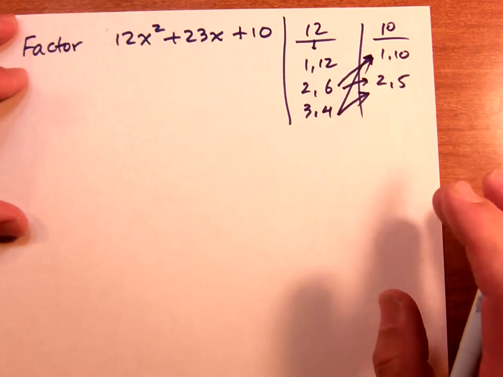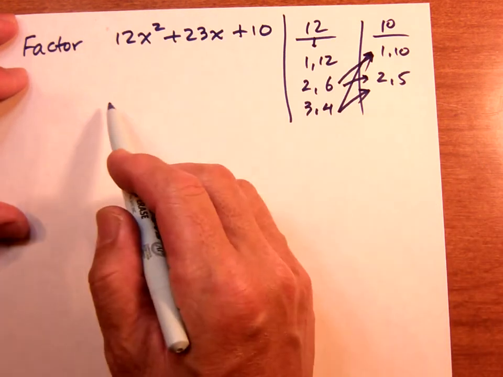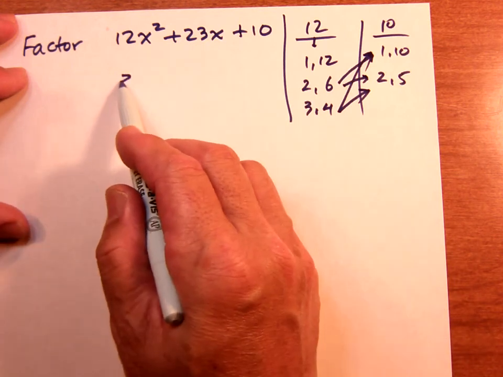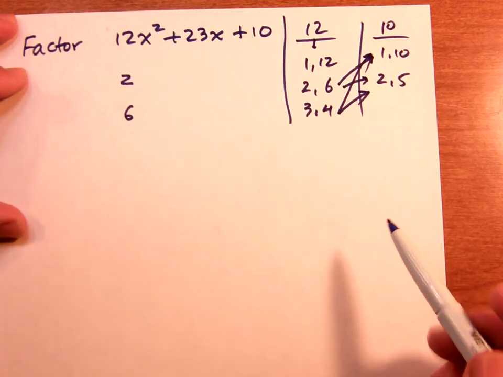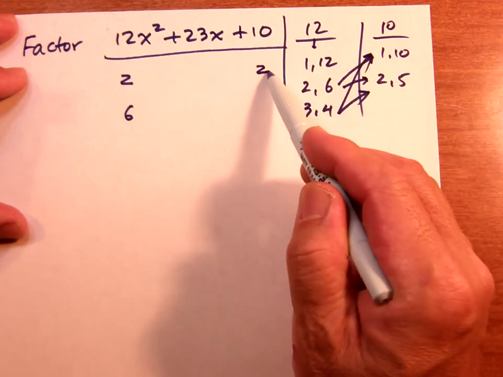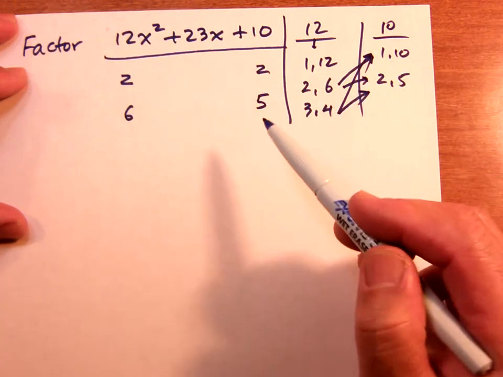So I'm going to show you the many different combinations that are possible until we arrive at one correct pairing. For example, I'm going to write down under the 12 this 2, 6, vertically. Let me draw a line, and under the 10, let me put the 2, 5. Now what you'll soon see is that this is not the correct pairing.